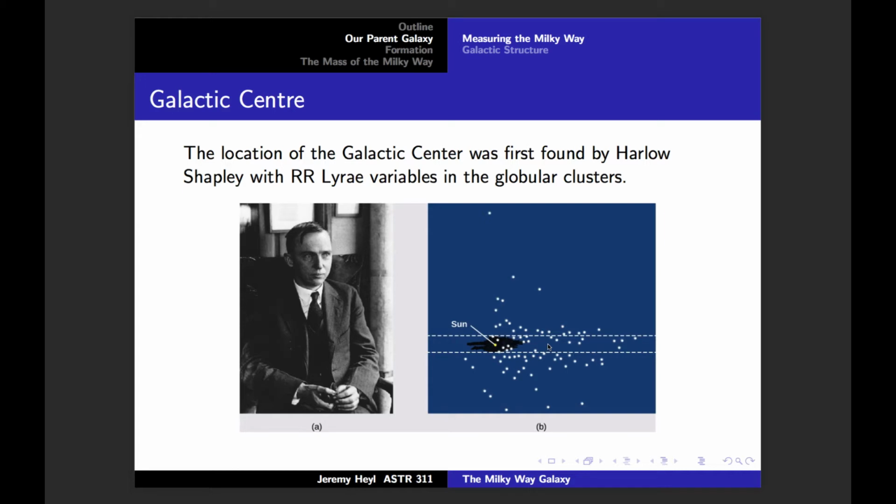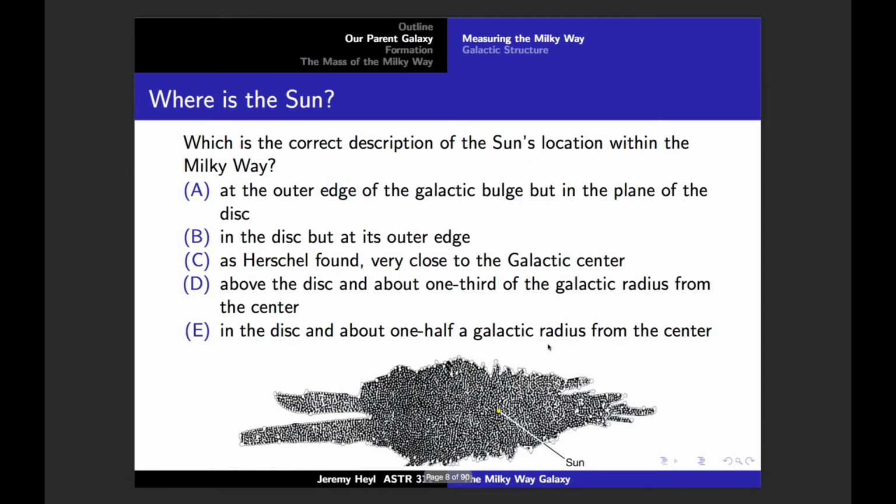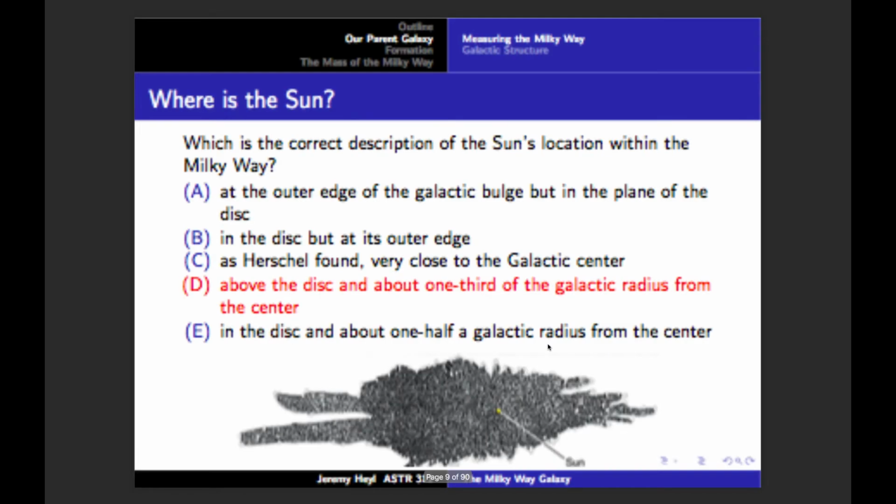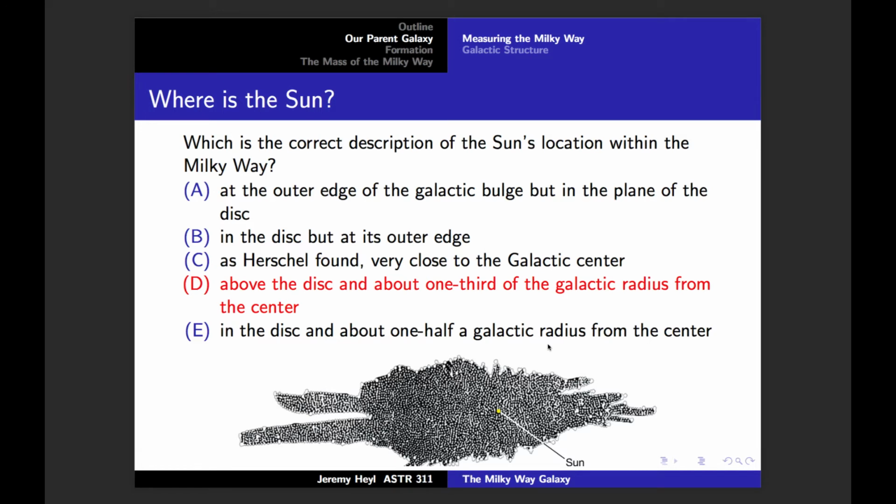And he did this by looking at these stars. So if we think about where the sun actually is, this was the picture that we had before, but that's not where it is, right? We are actually near the middle of the disk, but a bit above it, and only 1/3 of the way from the center. We're not near the center of the galaxy.